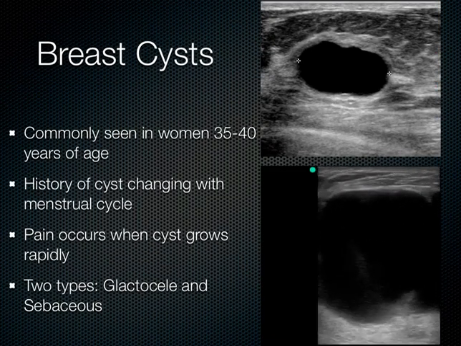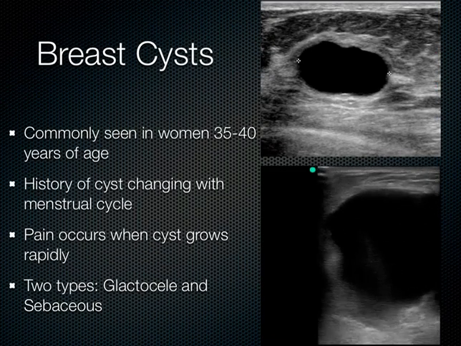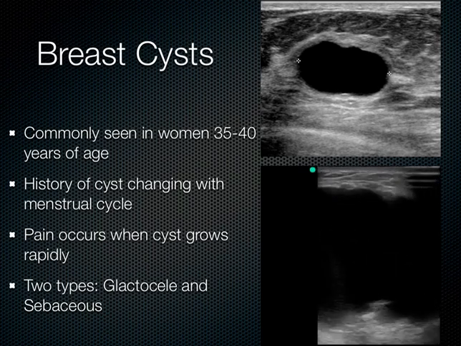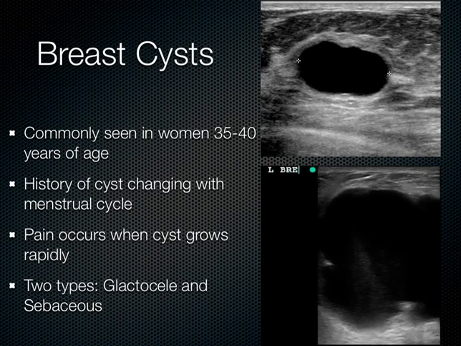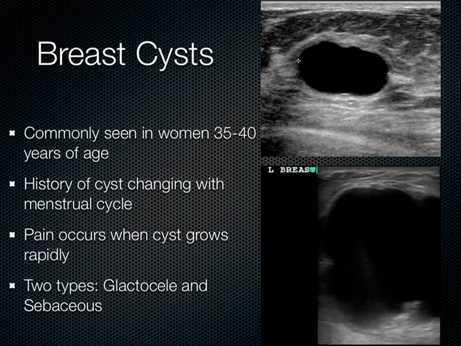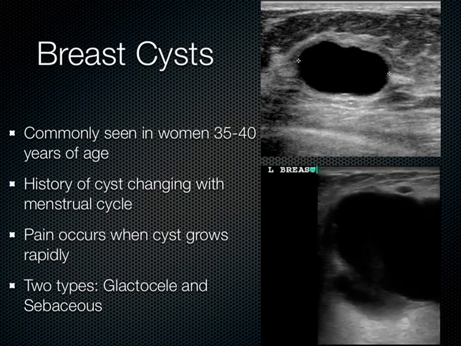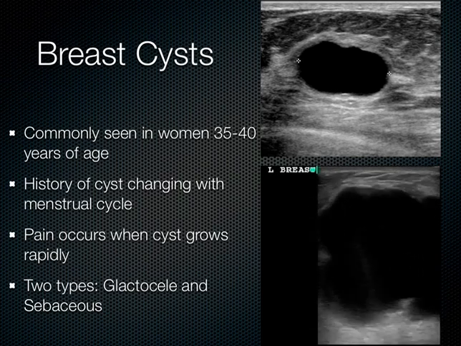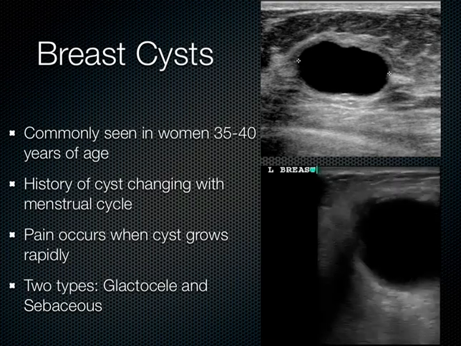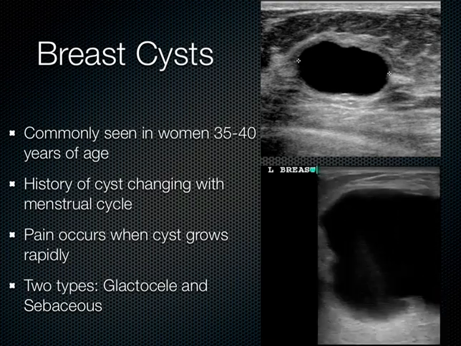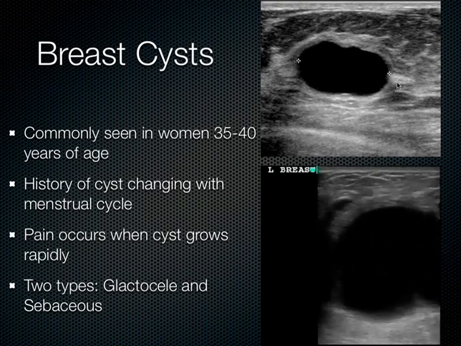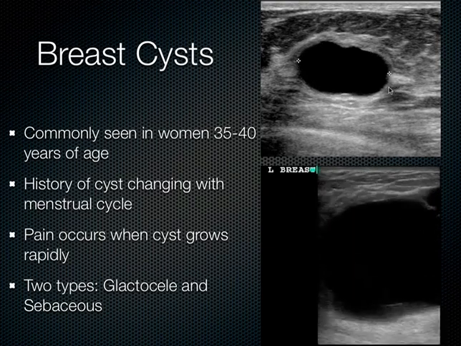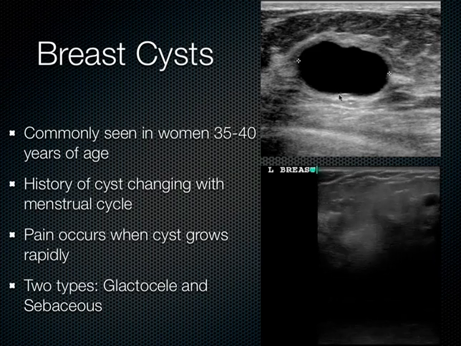Cysts are very common, usually in women 35 to 40 years of age, and the cyst usually changes with the menstrual cycle. Sometimes it can be painful if it grows rapidly in size. There are two types of cysts, sebaceous cysts and galactoceles. Galactoceles occur when there's milk in the breast, but sebaceous cysts occur without being pregnant, when you're not lactating.